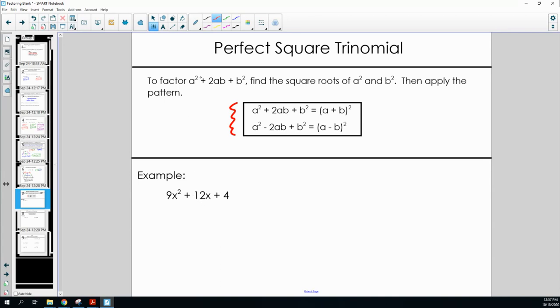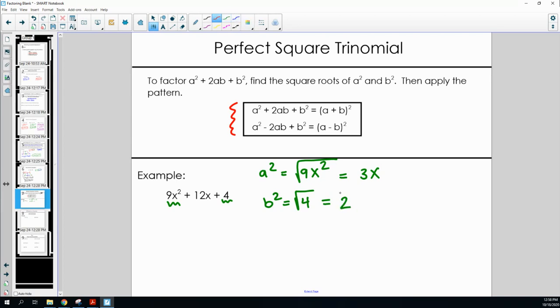If we compare this to what a perfect square trinomial is, our a squared is our first term, right? So here they're saying a squared is our first term, which is 9x squared. And it says to find the square roots of a squared and b squared. So the square root of 9x squared is equal to 3x. B squared is my last term. So b squared is equal to 4. If I take the square root of 4, I get 2.